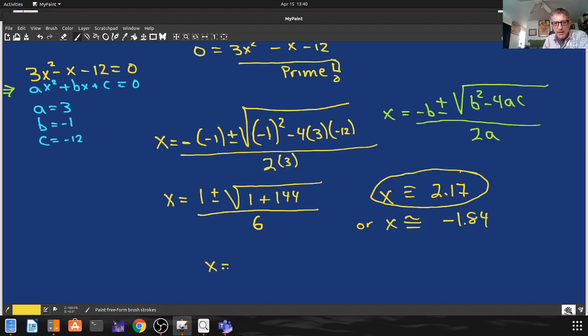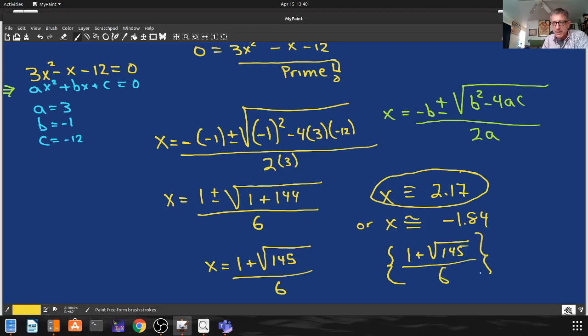And that corresponds to 1 plus the square root of 145, since 1 plus 144 is 145, divided by 6. So the exact solution is 1 plus the square root of 145 over 6. I don't know if it asks for the exact solution or not. I forget. And that is it.